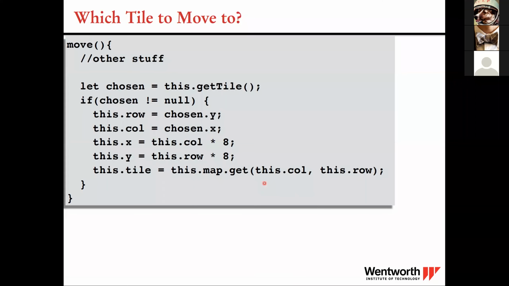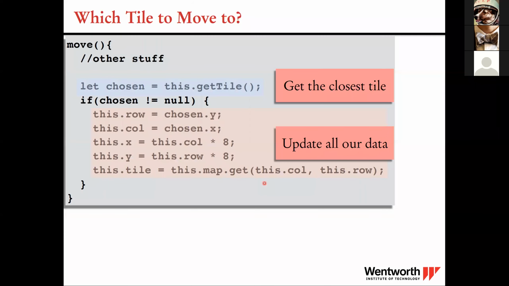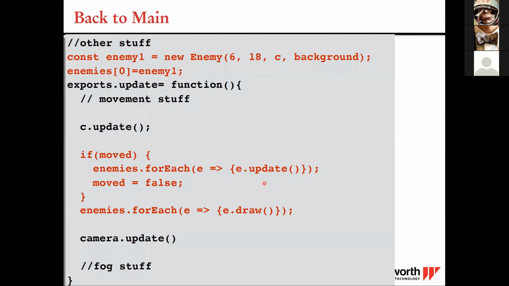So that is here, and I have a few pop-ups for this. So getting the closest tile, updating all of our data. So we just have a tiny bit more to go. We're actually almost done. We have to be able to draw the enemy and create an enemy inside of main, and then we're basically there. So let me hop into here again.